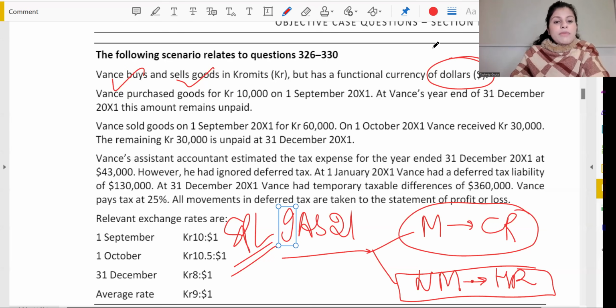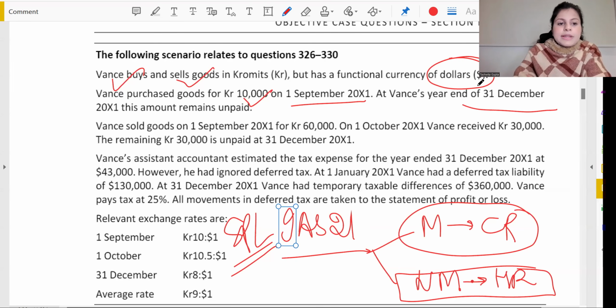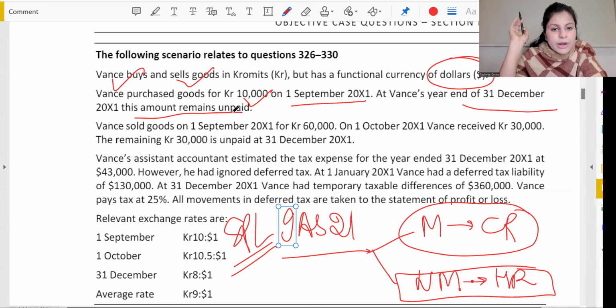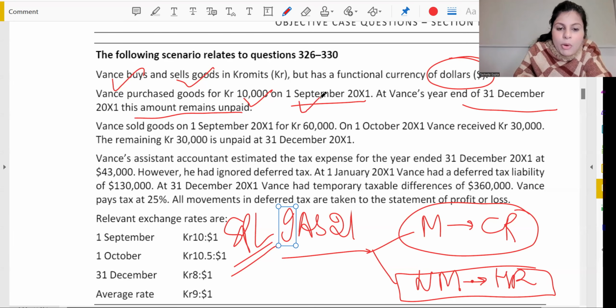Venice purchased goods for 10,000 Cromits on 1st September. At Venice's year end of 31st December, this amount remains unpaid. So when you purchase goods, you've not yet paid for it. On 1st September, first you will use the spot rate. What's the spot rate? The 1st September rate is $1 equals 10 Cromits.